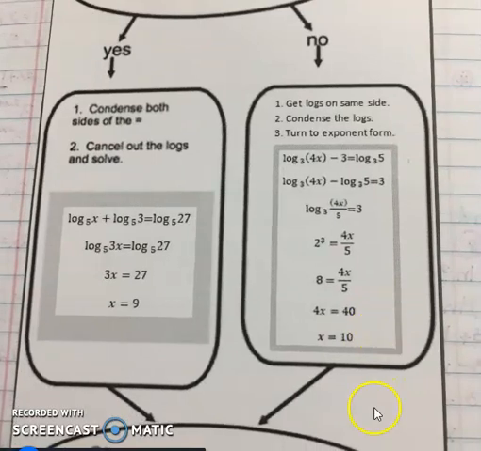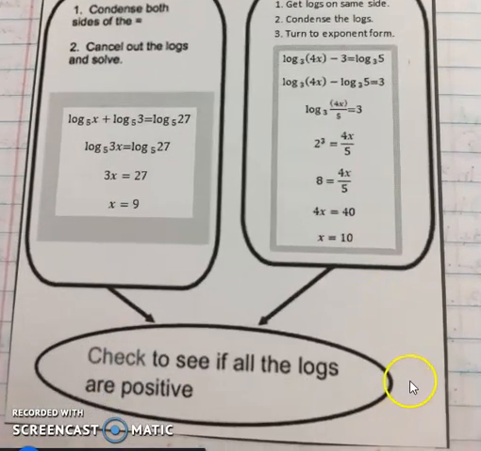Okay? And then the last thing we want to do once we find our answers, when you're plugging back in, it's very, very important that you check things because you can pick up an extraneous solution. So when you put these back into the original problems, if any of your logs have a negative argument, you have to get rid of it. It's an extraneous solution. But as long as your logs are positive, then you should be fine and your answers should check out. And that's it for this page.